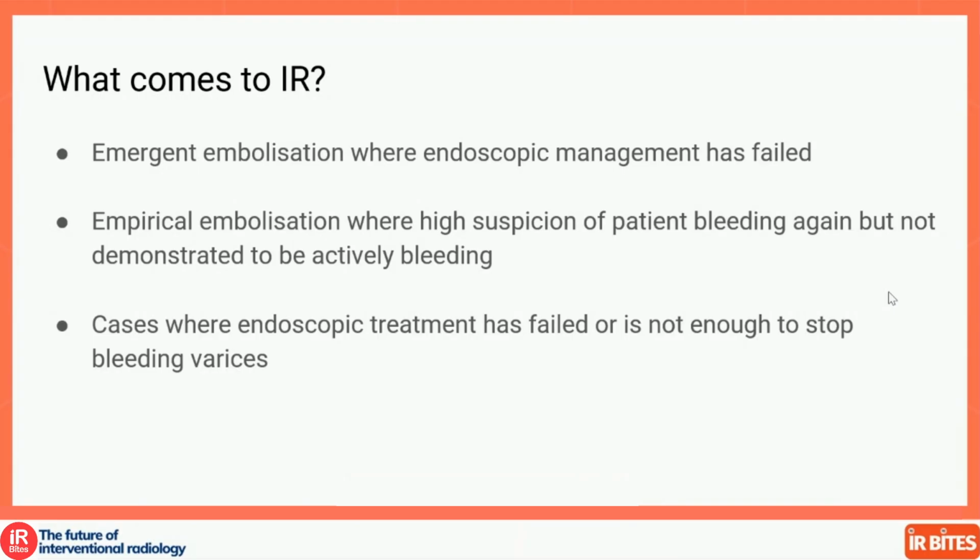Second, there's empirical embolization. What we mean by that is the patient is either not thought or not proven to be actively bleeding right now, and they're potentially currently stable. They might not be, but they're potentially stable. Endoscopic treatment has been tried, but they don't think it's been successful, or they're worried they've not managed to treat completely, and they have a high suspicion that the patient is going to bleed again. These can often wait till the daytime if the patient's stable. Sometimes it would be a case of doing it straight off when endoscopy hasn't shown a bleeding point or something to treat, but the patient is still unwell.